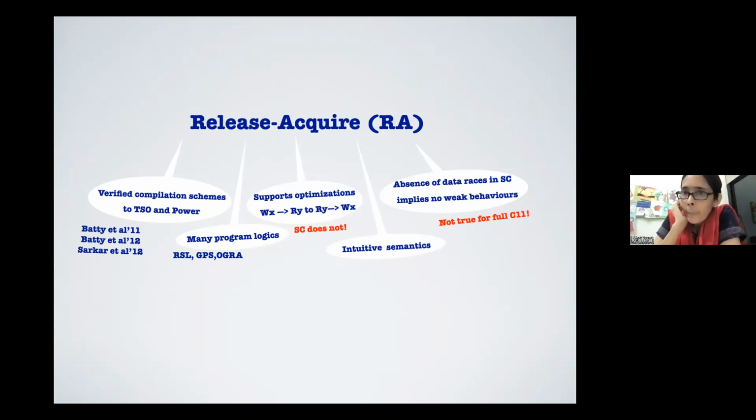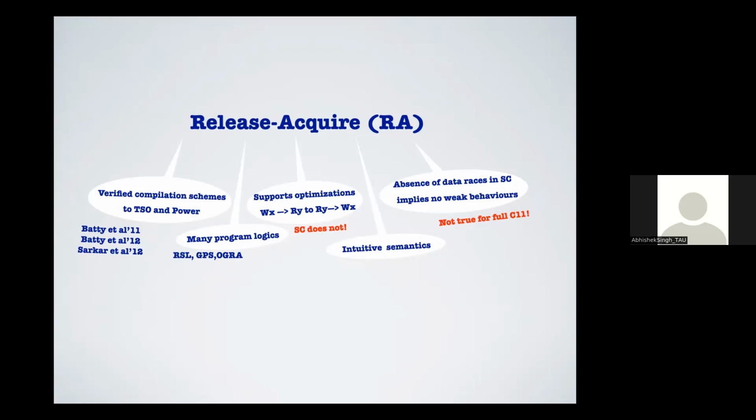See, in full C11, my writes could be relaxed writes or release writes, and my reads could be acquire reads or relaxed reads. So when I talk about the release acquire fragment, I'm assuming that all my writes are release writes and all my reads are acquire reads. Okay, I see. So you take C11, interpret all writes as release writes and all reads as acquire reads, and that makes it RA.